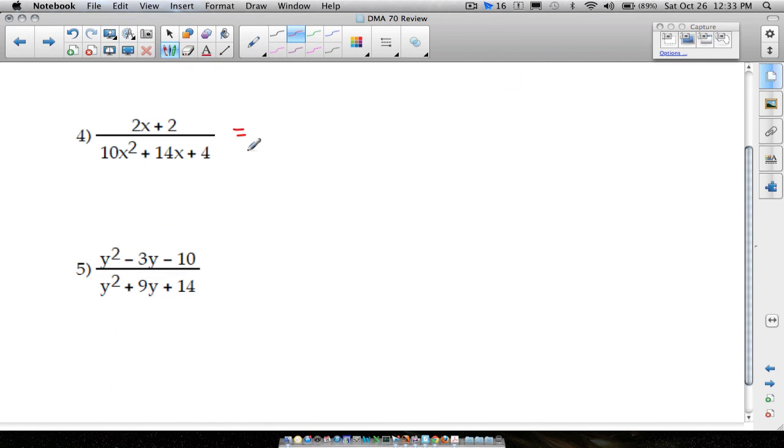And number 4 works very similar to this. We can do a GCF up top, pulling a 2 out. That leaves us with x plus 1. At the bottom, a little bit more work to do here. We do have a GCF of 2. Pulling a 2 out of all these, that leaves us with 5x squared plus 7x plus 2. And just make sure you can distribute back and get this same trinomial here.